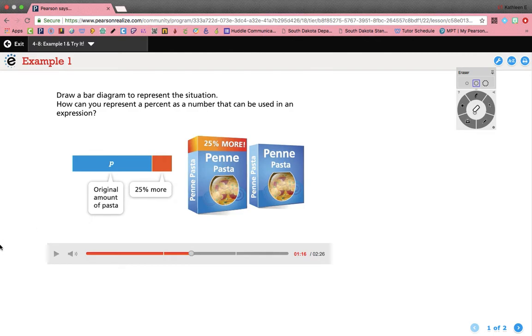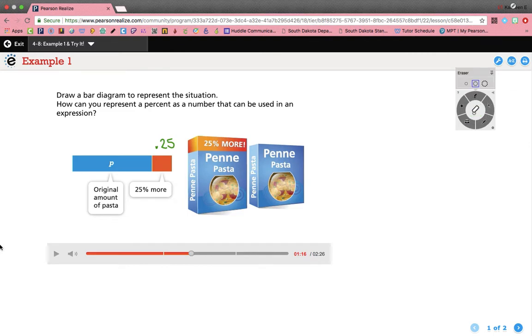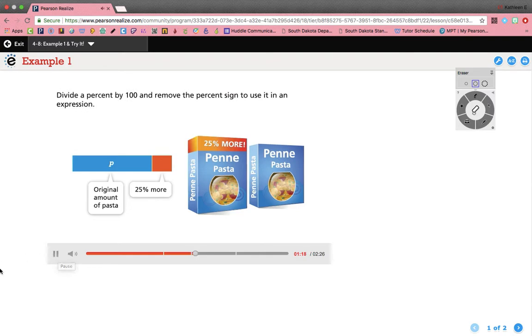When we're talking about using percents in equations, what do we have to do? Does anyone remember? Nobody's going to talk back. Okay, to use a percent in an equation, we have to write it as a decimal. We can't use 25. If you divide a percent by 100 and remove the percent sign, you can use the resulting number in an expression. So the orange part of the bar is equal to 25/100ths of the original amount, P.